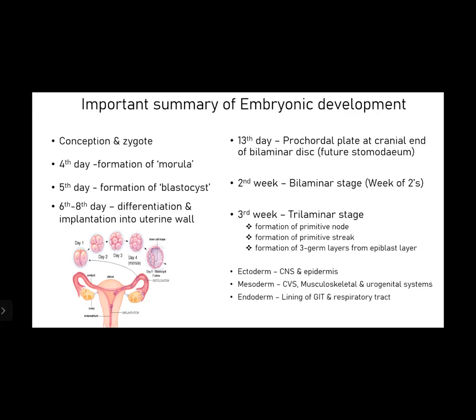So what do these germ layers give rise to? The ectoderm gives rise to the central nervous system and the epidermis. The mesoderm gives rise to the cardiovascular system, the musculoskeletal, and the urogenital systems. And the endoderm lines the hollow cavities, especially of the gastrointestinal tract and the respiratory tract. So do not forget that. It's very important.